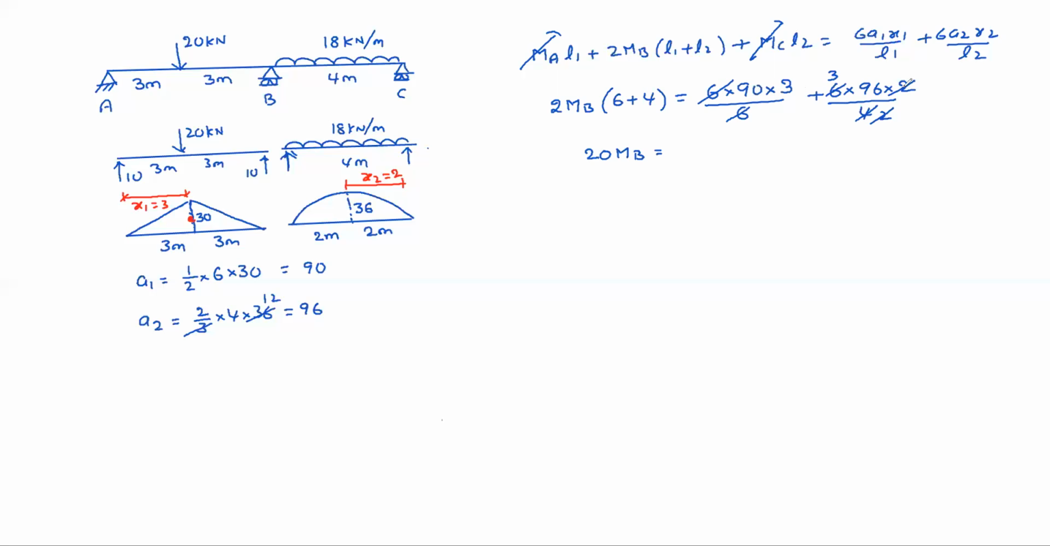what is 3 into 96 plus 270? 12 less than 300, that is 288. 288 plus 270 is 558. So MB equal to 27.9.